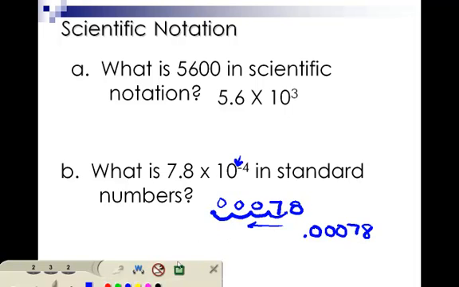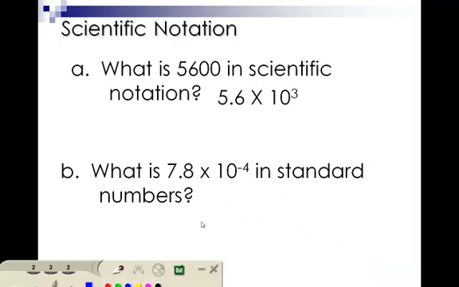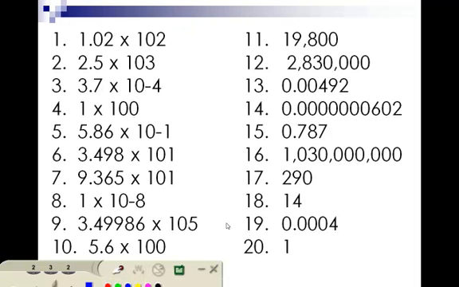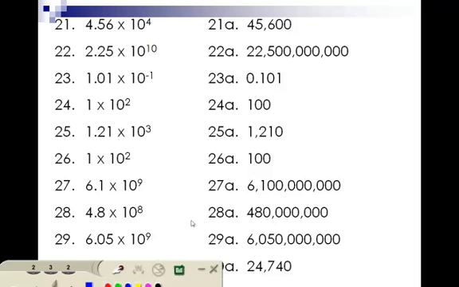That is the end of scientific notation. Here are the answers to the worksheet we had. So I hope you get a chance to look at them. And then we'll go on to significant digits.